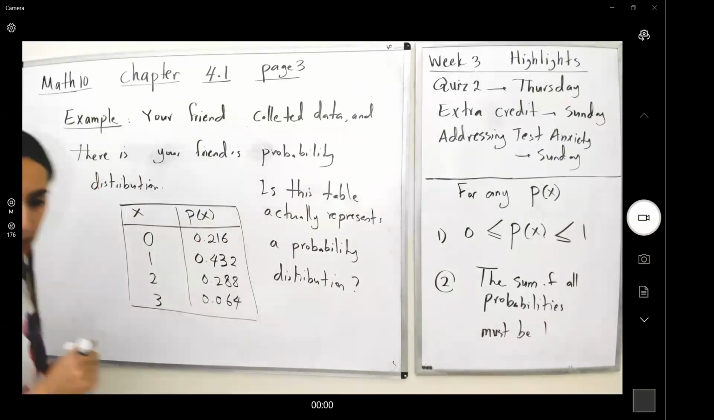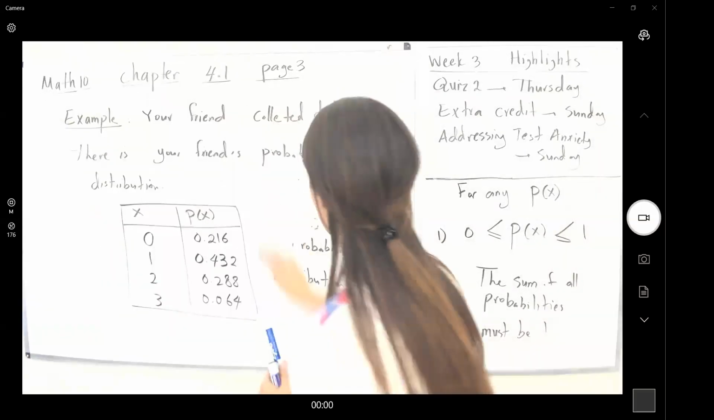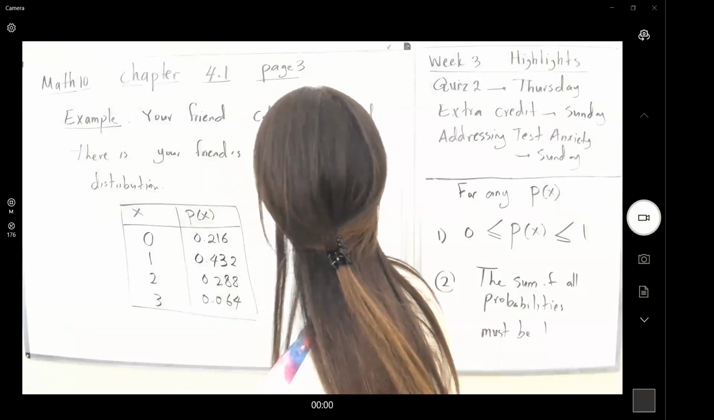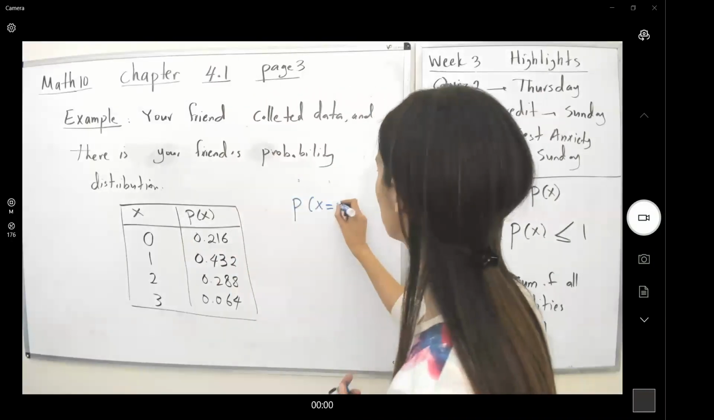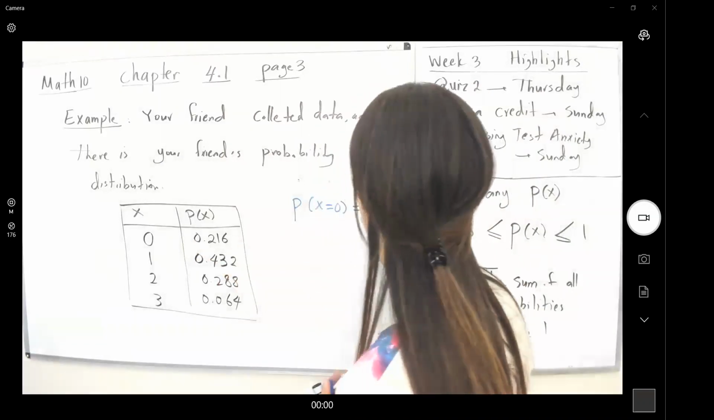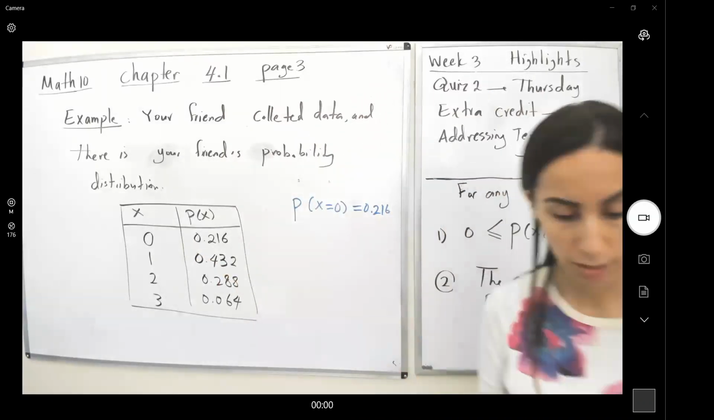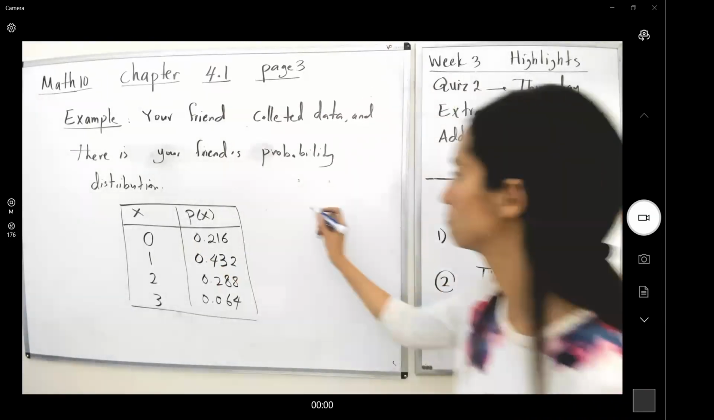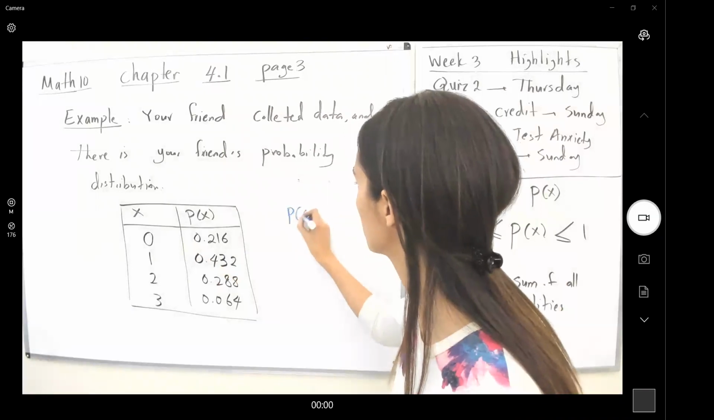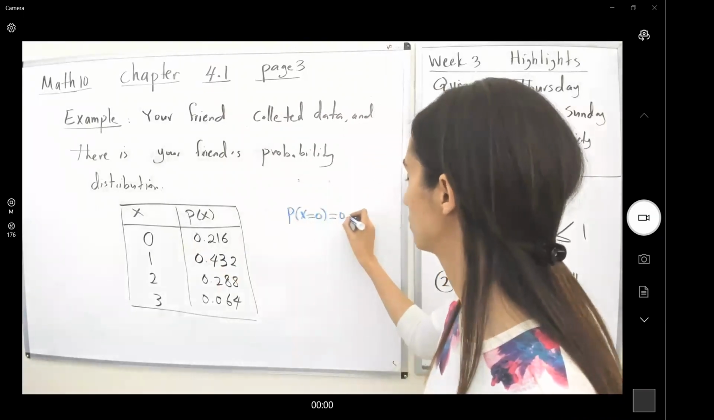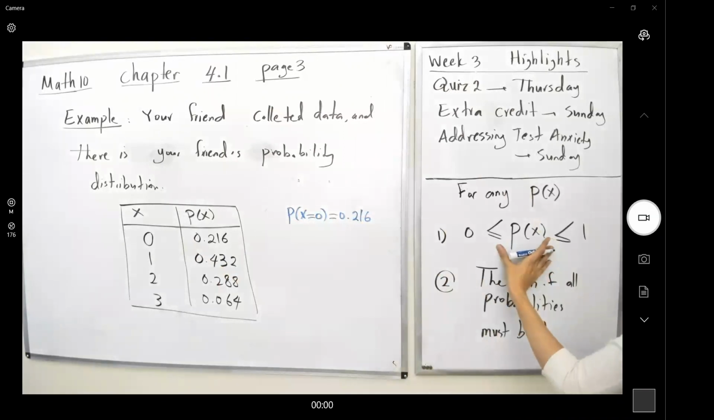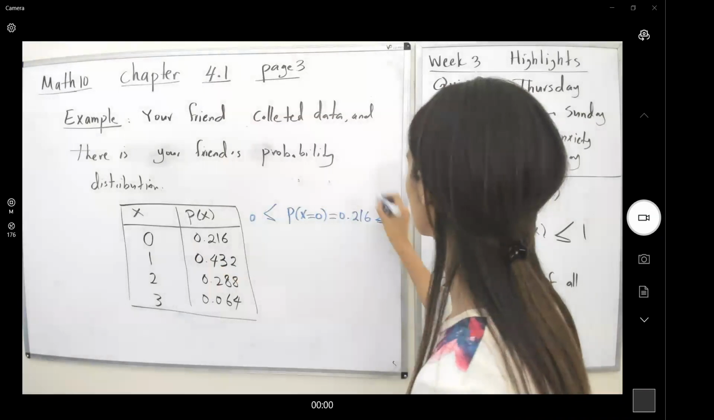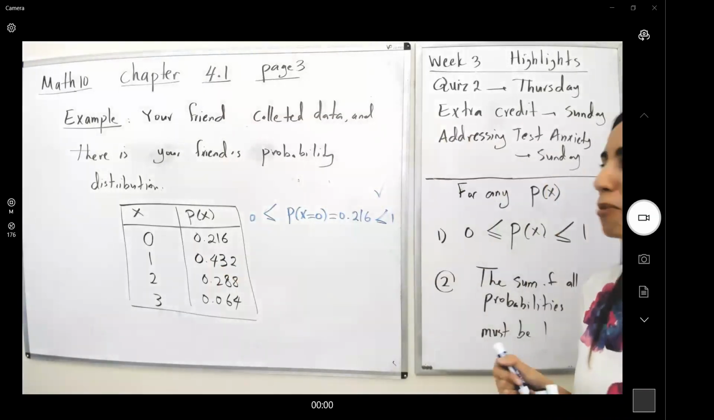Let's start with P of x equals 0, which is equal to 0.216. Is this a number between 0 and 1? Is this small enough? Of course, this is a number between 0 and 1. We don't have any problem with the first one.